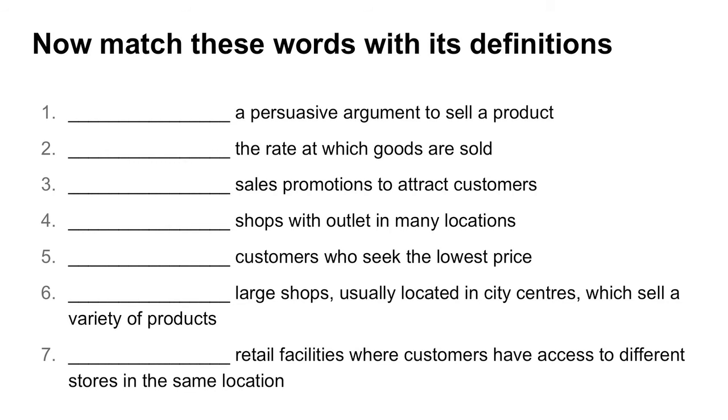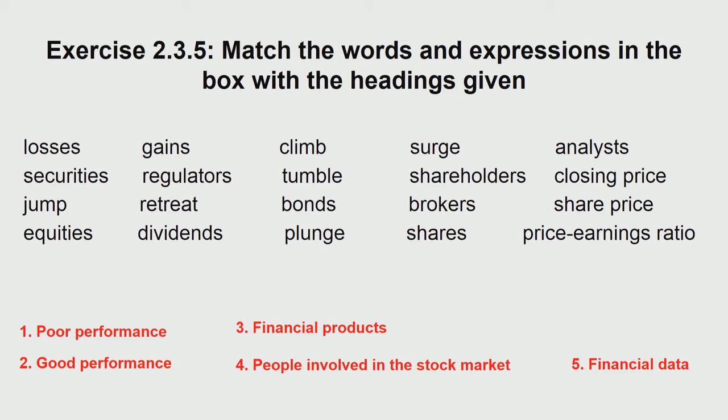Now, next exercise, match these words with their definitions, not its but their definitions, as is whatever we have done. A persuasive argument to sell a product, the rate at which goods are sold, sales promotions to attract customers, shops with outlets in many locations, customers who seek the lowest price, large shops usually located in city centers which sell a variety of products, retail facilities where customers have access to different stores in the same location.